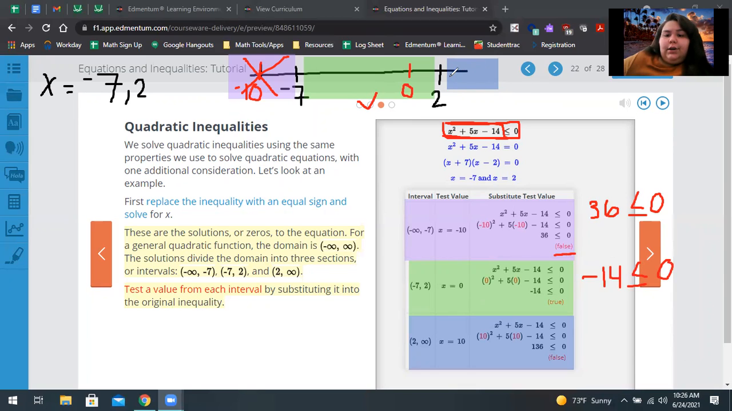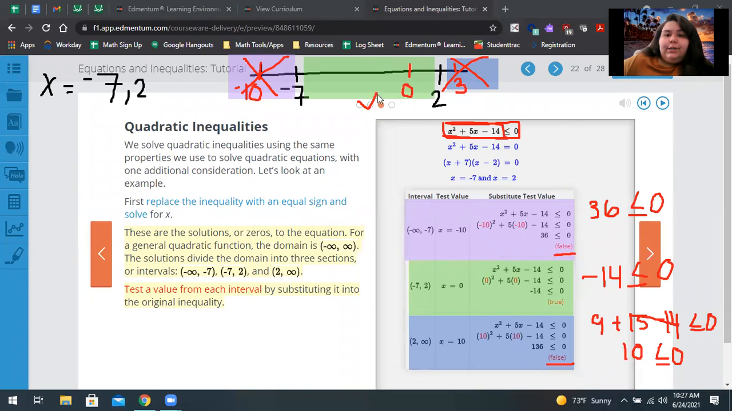Now let's focus on the blue section. Here they chose 10. I could have chosen 3. It was false and it doesn't work in this area. I'm going to prove it to you with just using 3. Again, any value within that number line, as long as it's just not -7 or 2. I'm going to try 3. And instead of x squared, it's going to be 3 squared plus 5 times 3, which is 15, minus 14. Then it's less than or equal to 0. 3 squared is 9, 15 minus 14 is 1, 9 plus 1 is 10. Is 10 less than or equal to 0? That doesn't work either. Here, they plugged in the value of 10. They got 136 is less than or equal to 0. It's also false. This side doesn't work.